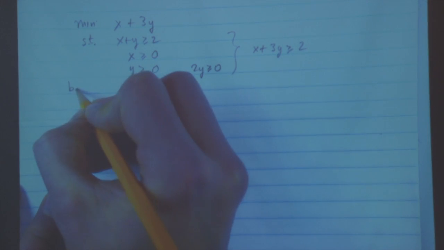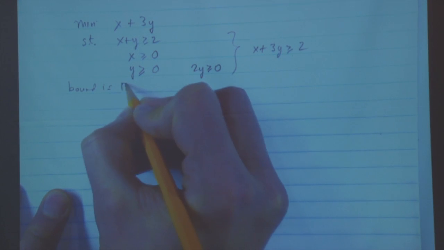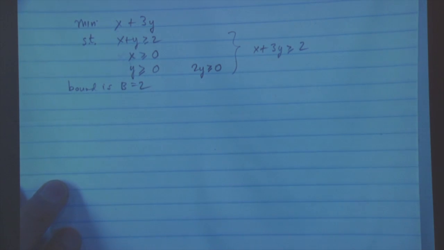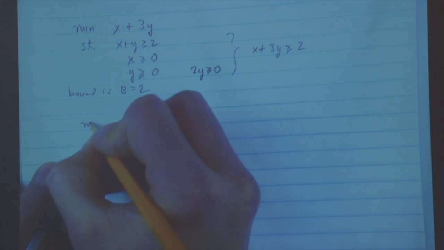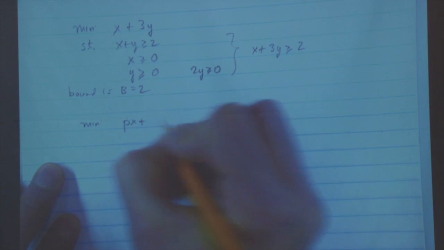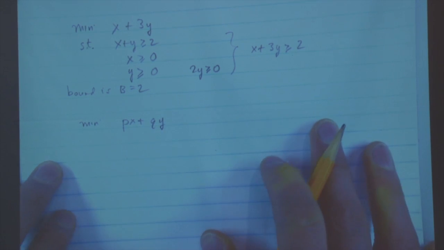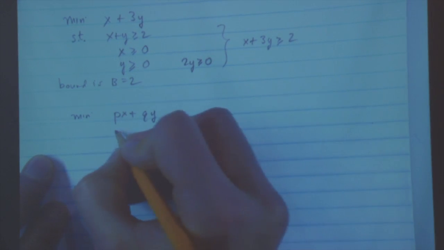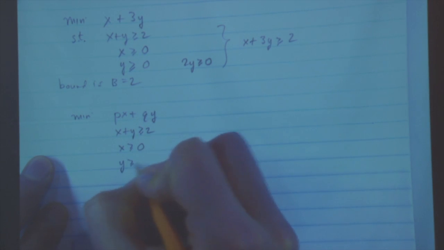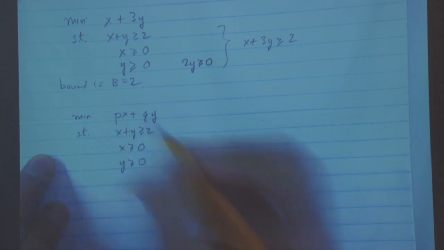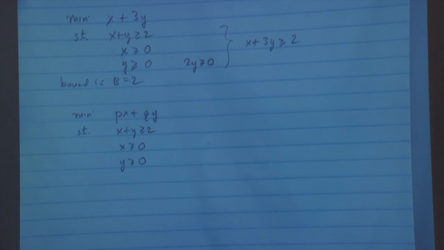So the bound is b equals 2 again. Okay, let's just try another one. If I put down px plus qy, and I put down x plus y is bigger than or equal to 2, x is greater than or equal to 0, and y is greater than or equal to 0. P and q are arbitrary now. Arbitrary scalars. They're not variables, they're just constants.